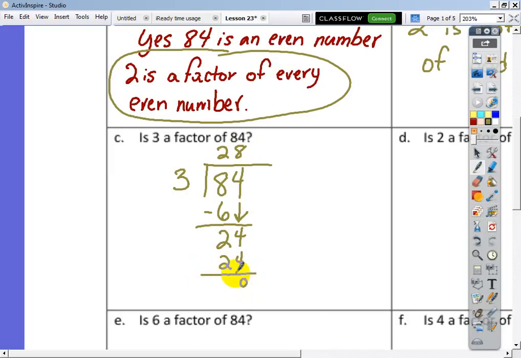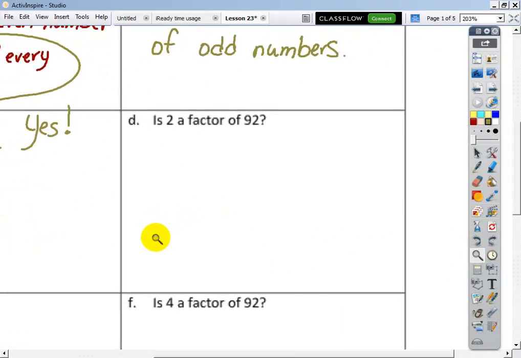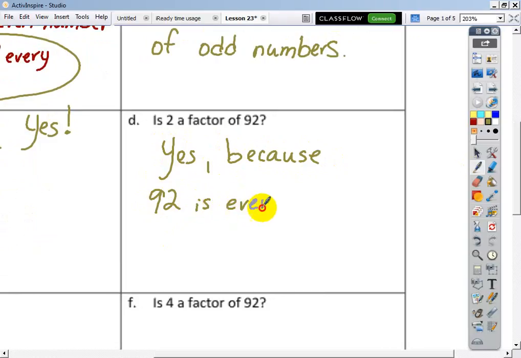So is it a factor? Yes! I'm so excited. Yes, it is. There's my explanation. Right there is long division. All right. Is 2 a factor of 92? Yes, because 92 is even. That's fast and easy.